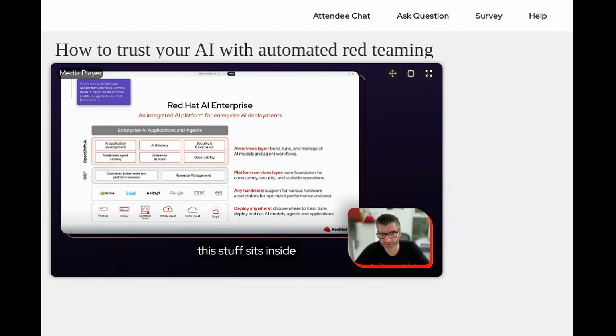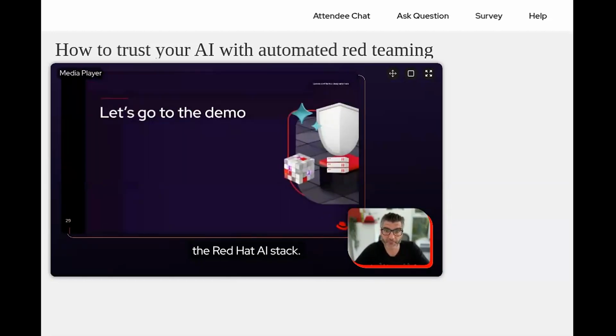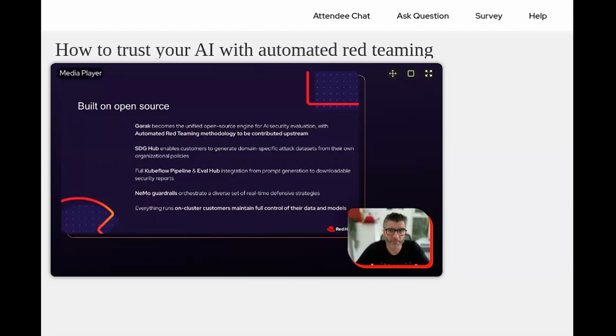And of course, all of this stuff sits inside the Red Hat AI stack. So let's recap and touch on some really key points here. Everything that I've shown you today is built on open source. It's available inside OpenShift AI and it runs on our clusters, but it is all based on open source projects.